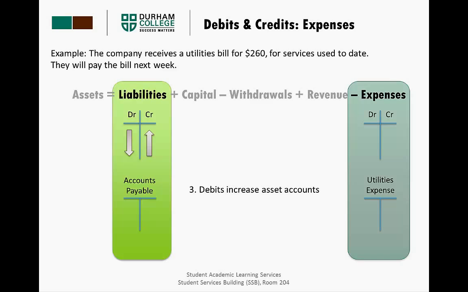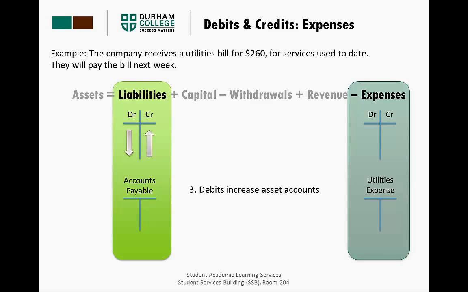In this example, the company receives a utility bill for $260 for services used to date. They will pay the bill next week. Note that no assets, things the company owns, are affected by this transaction. This transaction takes place only on the right side of the accounting equation.